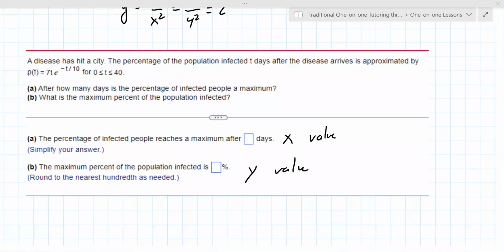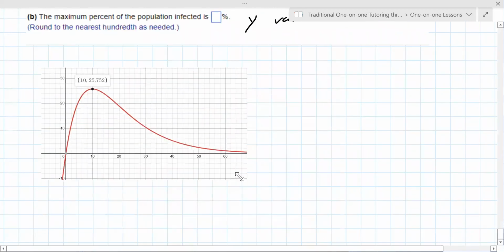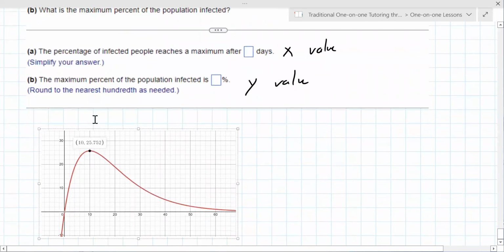All right, so here's the graph. When you look at the graph, it tells you, okay, there's my max. My max is after 10 days, and the percentage is 25.75%.